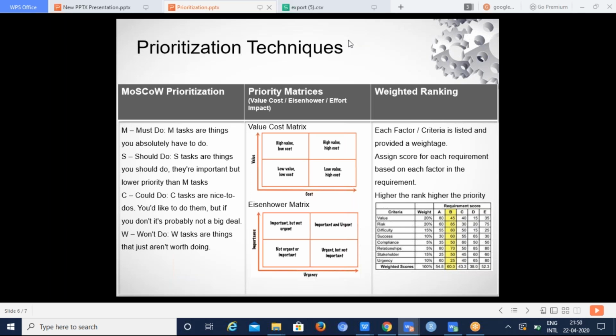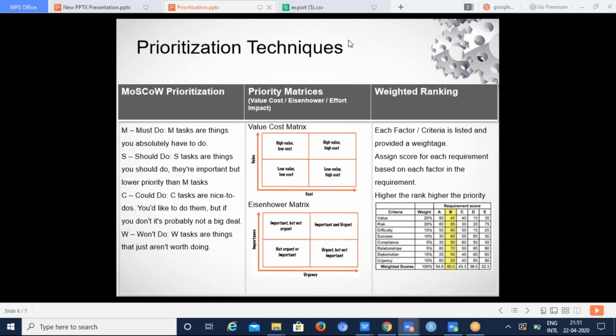In the case of MoSCoW prioritization, it's kind of a grouping concept wherein we group the requirements based on must do, should do, could do, and won't do. The must do requirements are the most important and key tasks which are required to build a minimum viable product or to make something working. Without these requirements, a product or application cannot exist. So those requirements will be classified as M.